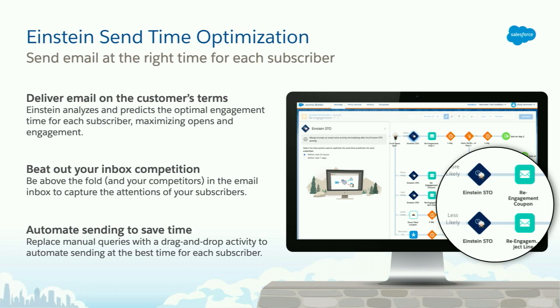And that is exactly why we have released Einstein Send Time Optimization for the Marketing Cloud. This takes advantage of our AI capabilities within Salesforce to deliver email when the customer is most likely to be engaged in their inbox, when they're most likely to view it and engage with that. This is going to help you win that coveted top spot, or at least be above the fold in the subscriber's inbox when they're engaging with it. And it's helping you do this in an automatic way.